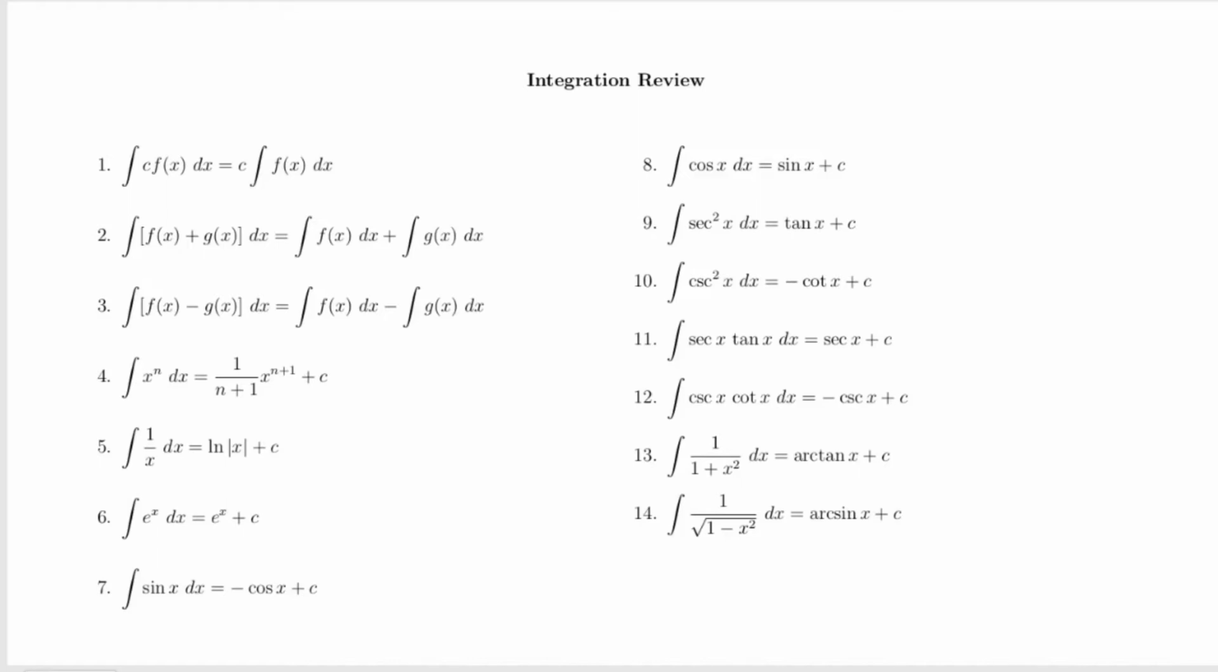Let's jump ahead. Let's look at number 9. You know that the derivative of the tangent of x is the secant squared of x. And so that means that the integral of the secant squared of x is the tangent of x plus a constant, because there are infinitely many antiderivatives of the secant squared.